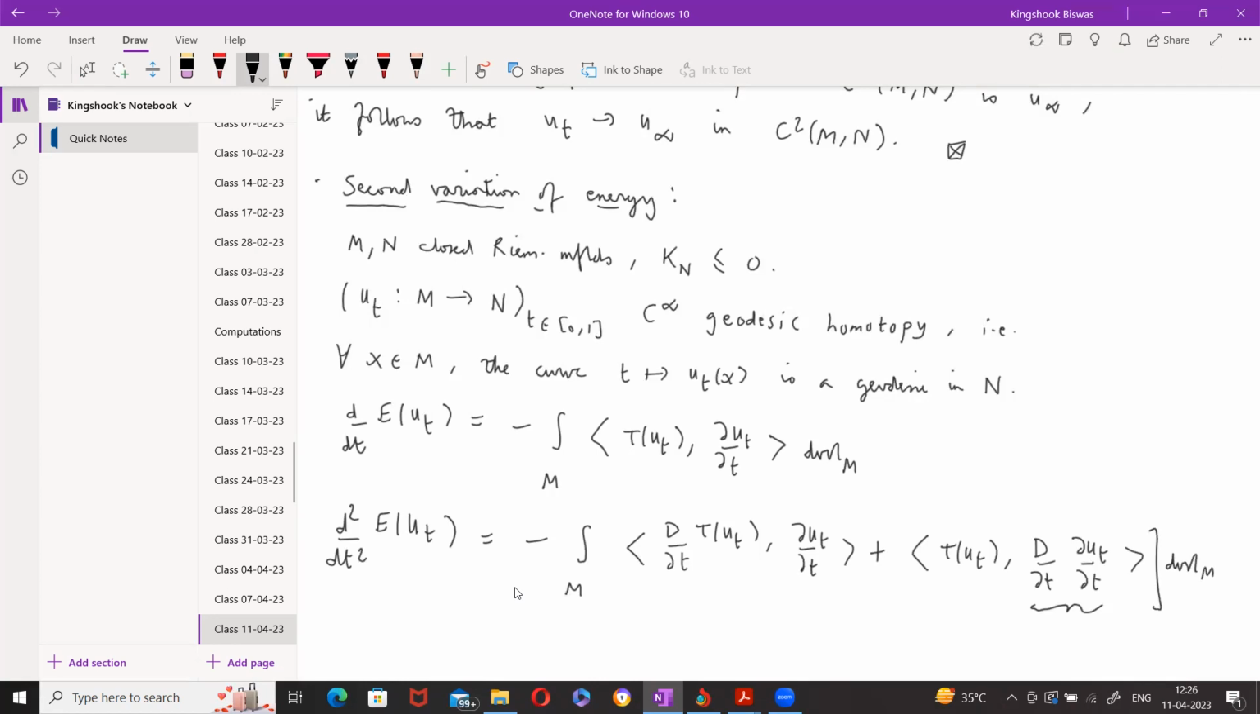What do I know about this term? My assumption is the homotopy is geodesic, right? What does that mean? This will be 0, right? Because this is the acceleration of this curve t goes to u_t(x), right? So this is 0 because the homotopy is geodesic. Okay.